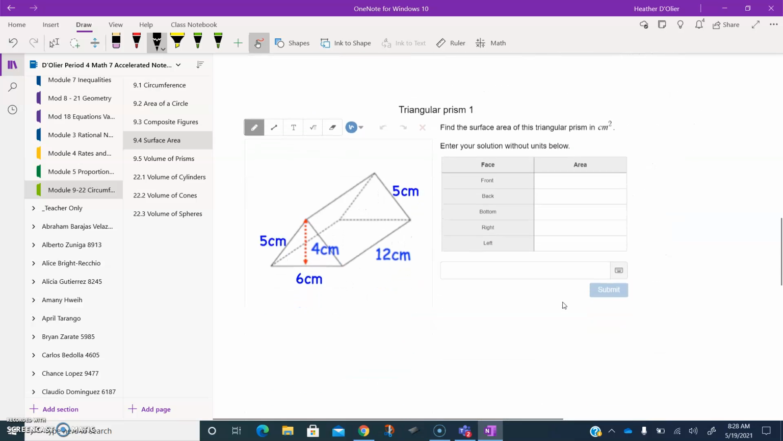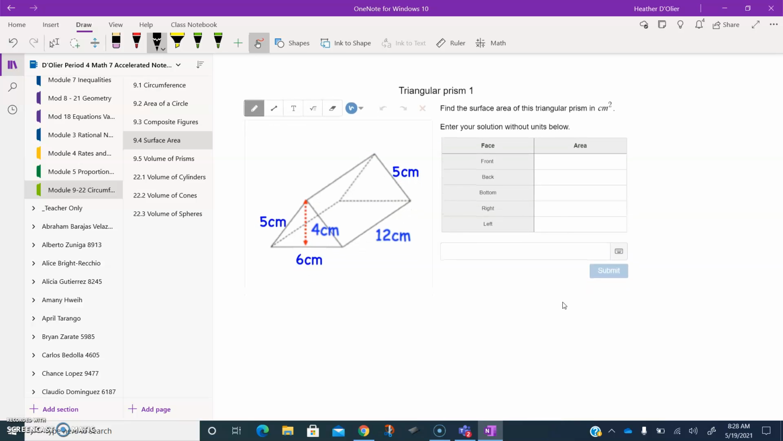Then right here, I have this triangular prism. It would be the same with a trapezoidal prism, but I wouldn't do the triangle formula, I would do the trapezoidal formula. Notice here with these faces, I have a front, I have a back, I don't have a top, but I have a rectangular bottom, then I have a right, then I have a left. That's a lot of drawing. So I want to erase that all because it's kind of confusing me right now.